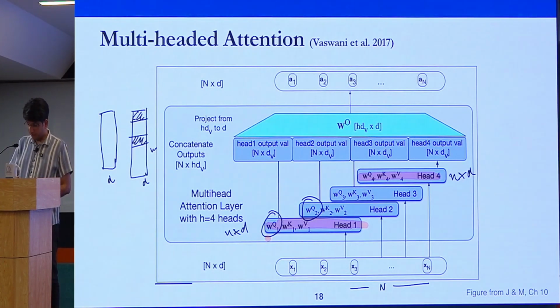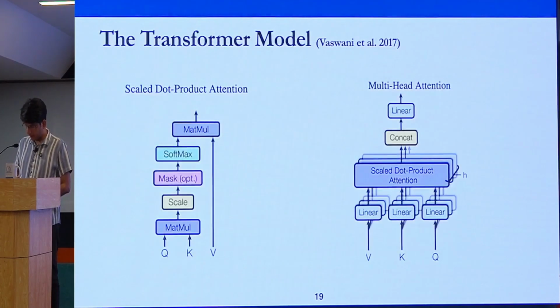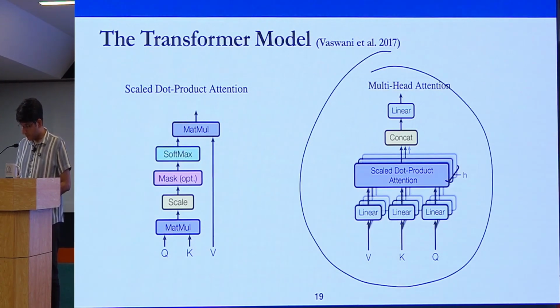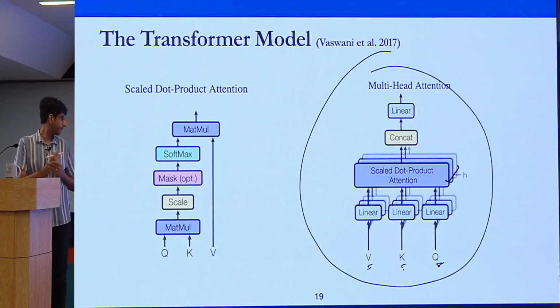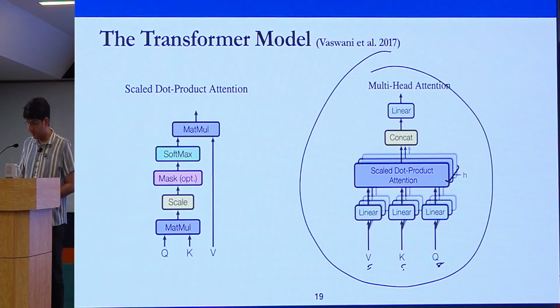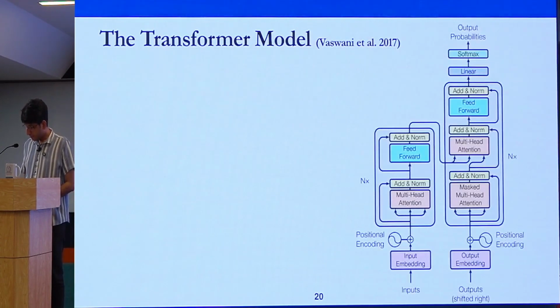So assuming that you agree with how multi-headed attention works, this is just a different way of looking at it. They are basically inputs to 4 or 5 or 10 different heads, and these things happen in parallel. So this is essentially the transformer model. This is the diagram from the paper itself.